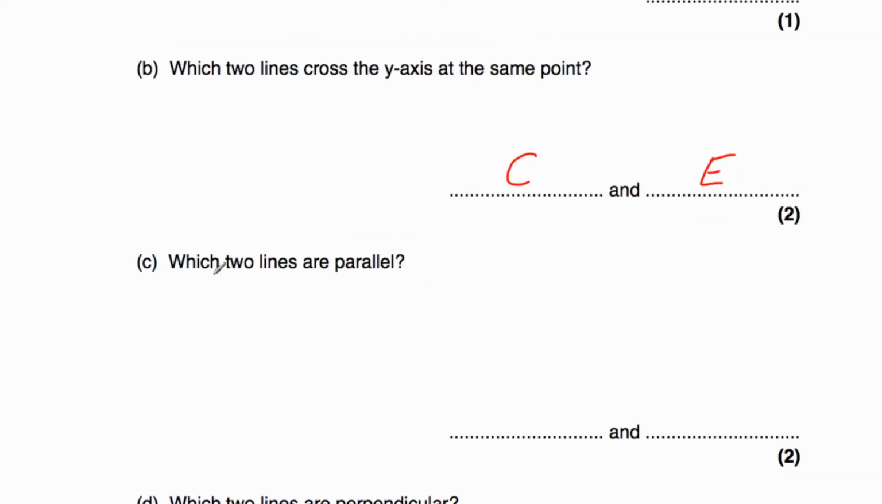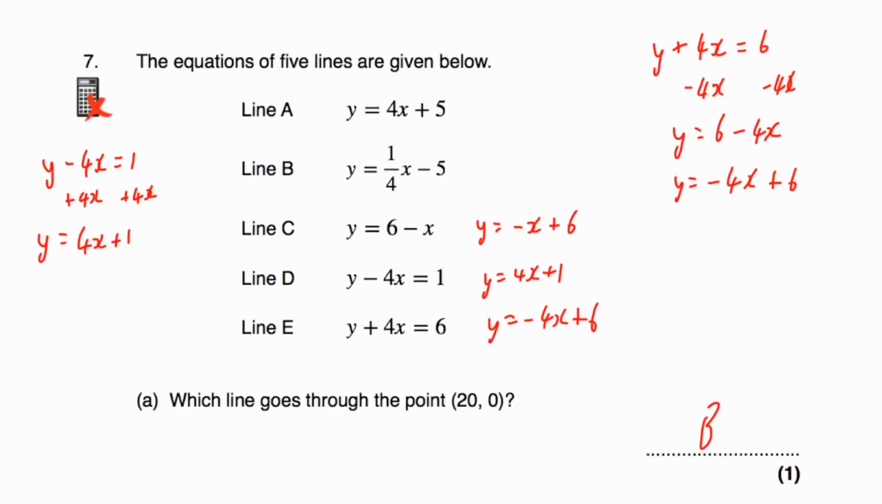Okay, let's have a look at part C. Part C says which two lines are parallel. So if we go back up, we were looking for the lines that are parallel, so the lines that have got the same gradient. So let's have a look at their gradient. For the first line, m would be equal to 4. For the second line, m's equal to a quarter. For the third line, m is equal to minus 1. For the fourth line, the gradient would be equal to 4, m is equal to 4.